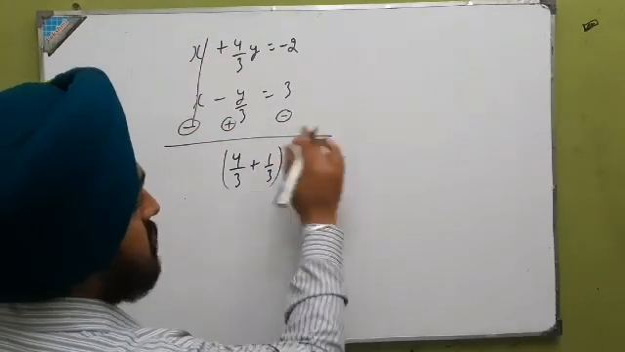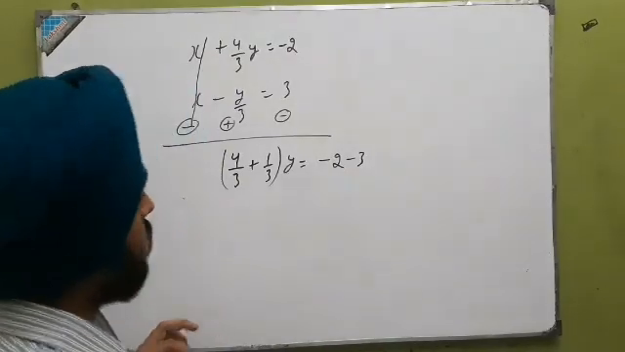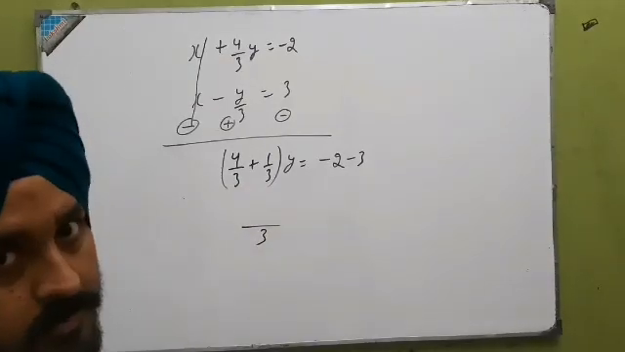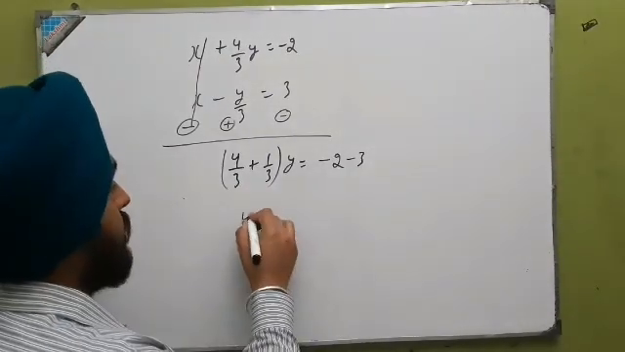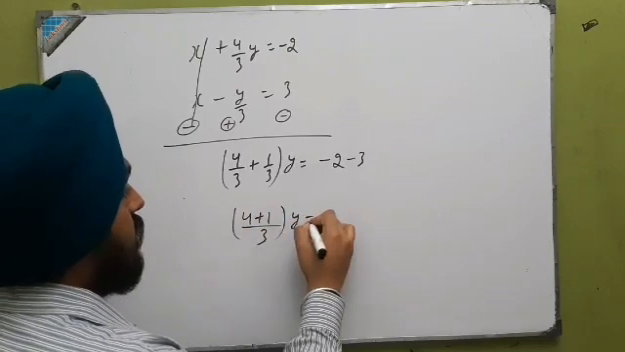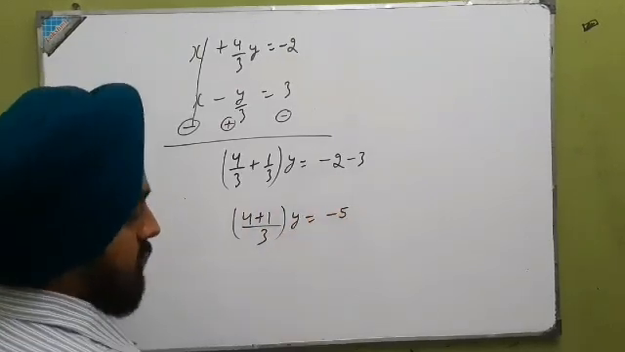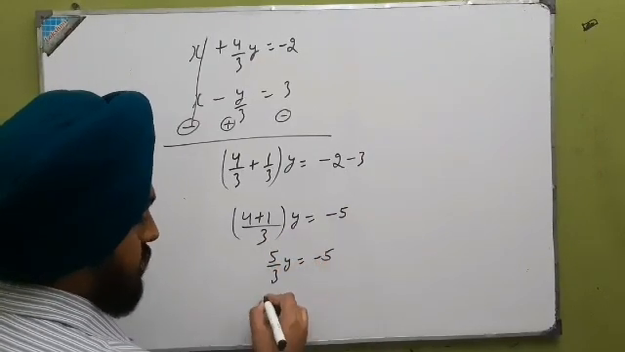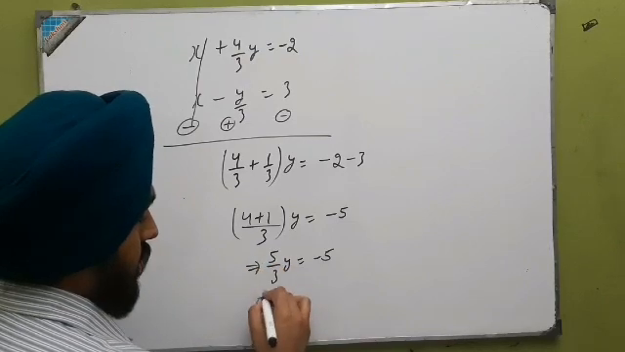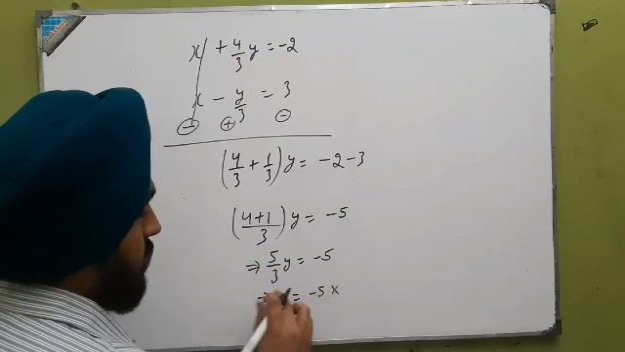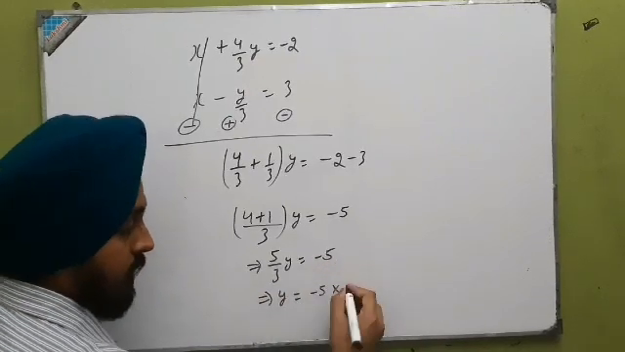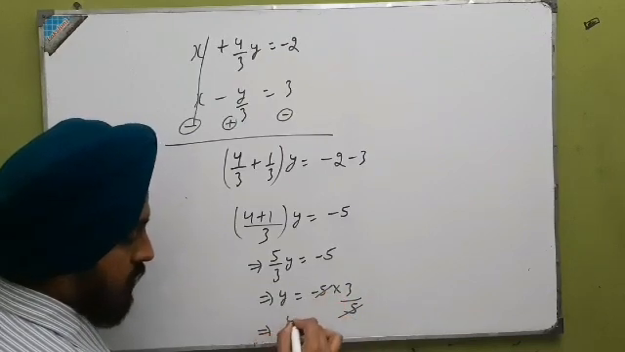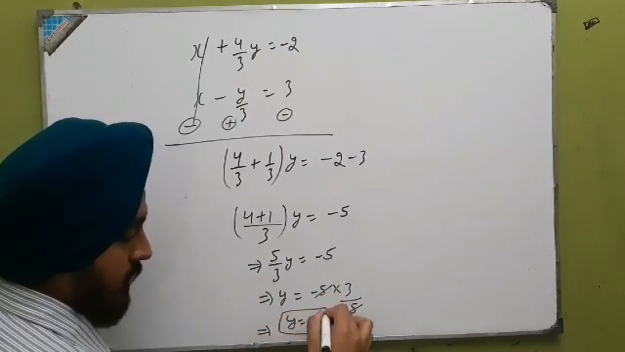Now it becomes minus, so minus 3. Clear? Now take LCM there. Both denominators are equal, so in the next step the denominator will remain the same, 3. The numerator will be added: into y is equal to minus minus plus, that gives you minus 5. So 5 upon 3 y is equal to minus 5. So it implies the value of y is equal to minus 5 multiplied by, this 3 goes to the numerator and this 5 goes to the denominator. 5 cancels with 5. So the value of y is equal to minus 3.